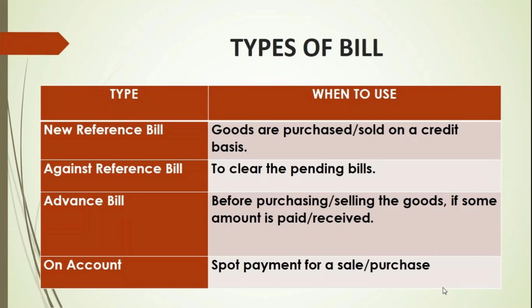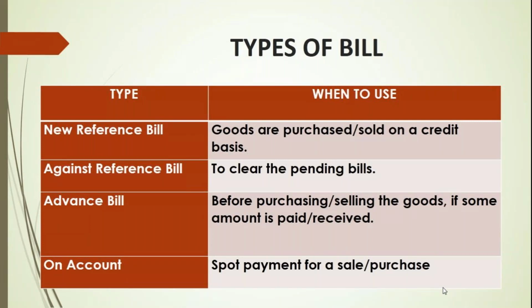It's purely a credit based transaction. It is not cash based. It is credit based. So what does this new reference bill mean? Whenever goods are purchased or sold on a credit basis, which means when I'm purchasing and receiving the stock of 100 notebooks, I don't make even a single rupee payment to my supplier. I just received the stock, payment is yet to be made.